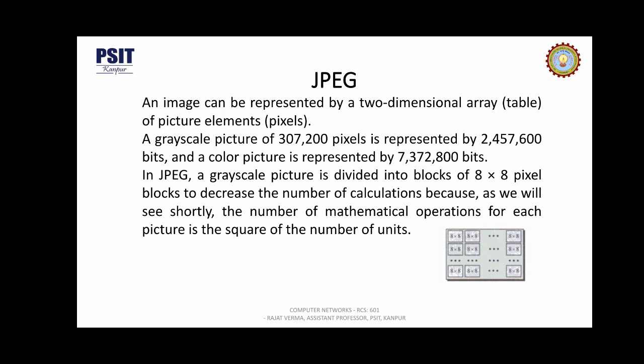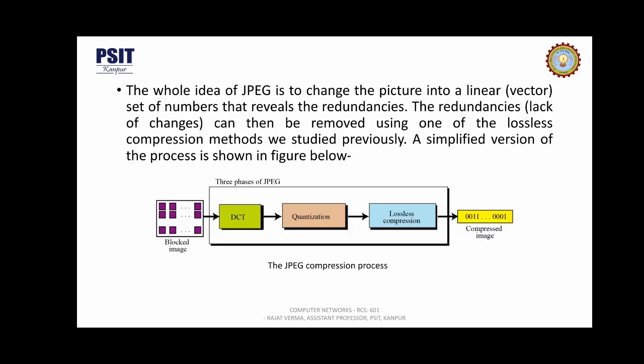Now here in JPEG, a grayscale picture is divided into 8 by 8 pixel blocks to decrease the number of calculations, because as we will see shortly, the number of mathematical operations for each picture is the square of the number of units. Now see here, consider an image that is a grayscale picture and it is divided into blocks of 8 by 8 pixels, right? Now we have to focus on the entire process of JPEG compression.